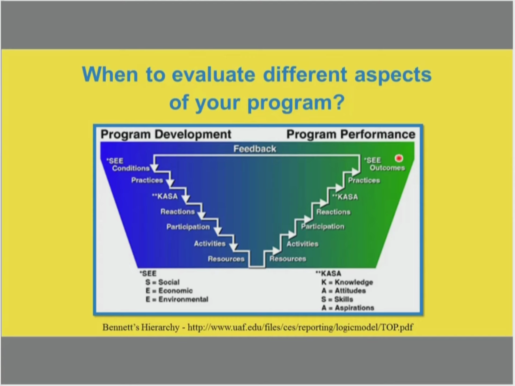And for those of you interested in what the left side column is all about, that's the program development side. There, the process Bennett is recommending is the opposite. When you're developing programs, you start out with what environmental conditions you want to change, what behaviors that would take, what type of knowledge, attitude, skill, and aspiration changes that would take, and you work your way backwards. So again, this hierarchy is a useful way to think about when to evaluate different aspects of your program.